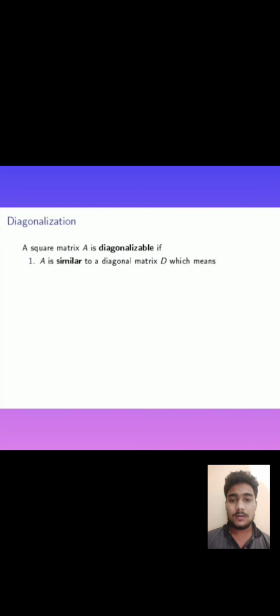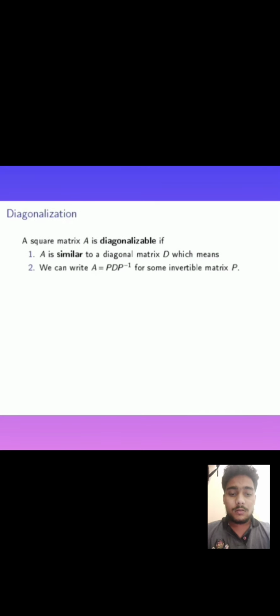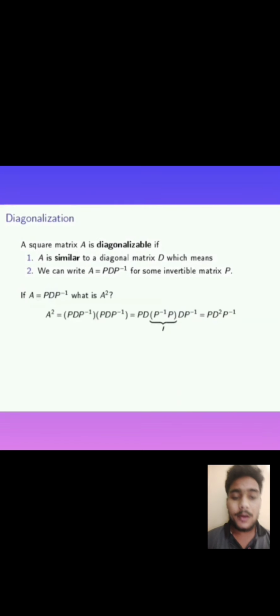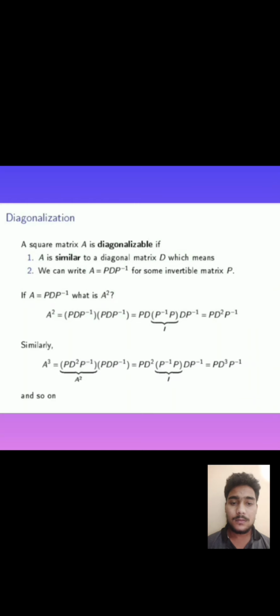Diagonalizable: if A is similar to a diagonal matrix D, which means we can write A is equal to P D P inverse for some invertible matrix P. If A is equal to P D P inverse, what is A square? A square is equal to P D P inverse into P D P inverse. We can write P inverse into P is equal to I. So, we can write P D square P inverse.